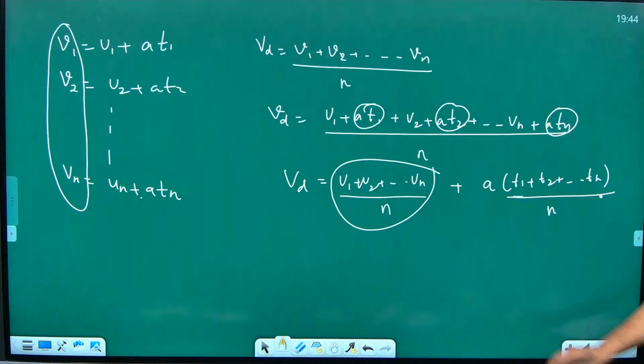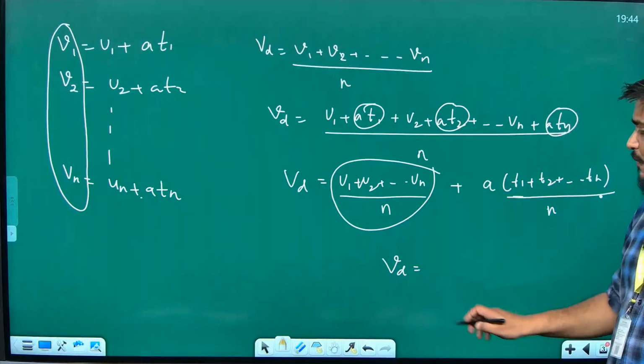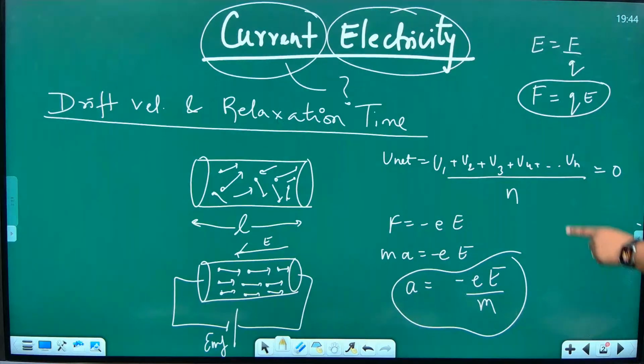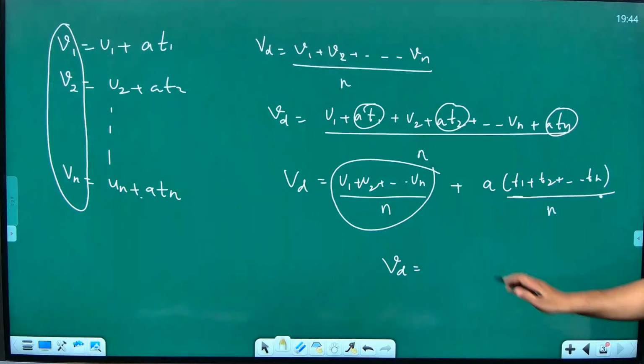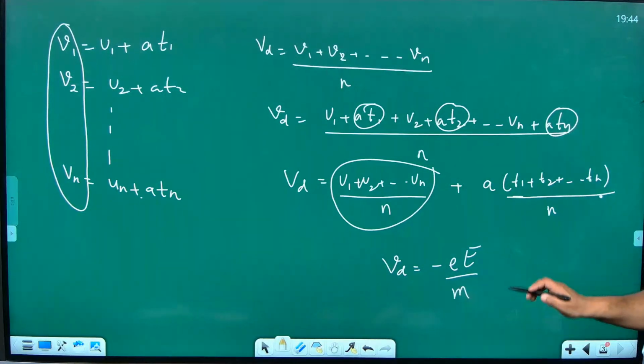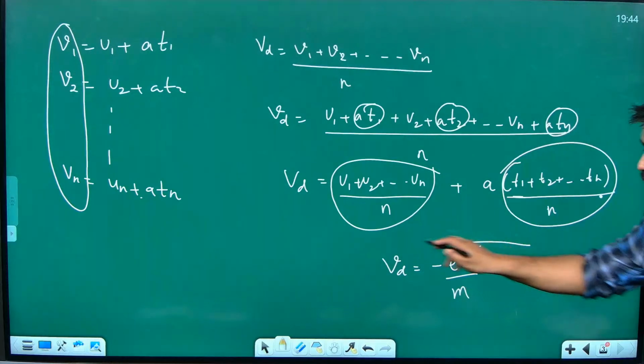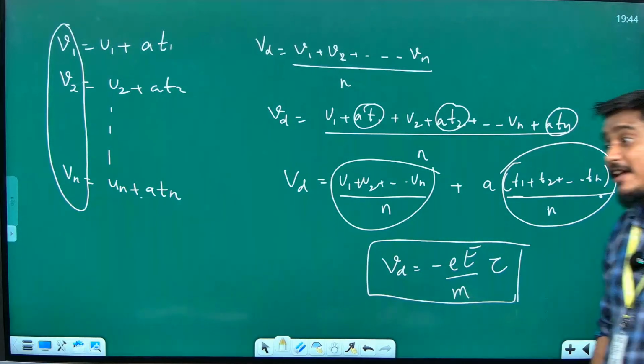So I can write drift velocity is equal to A. What is A? A we got as minus eE by m. So I can write minus eE by m, and all the average of this relaxation time is called as tau, which is called as average relaxation time.